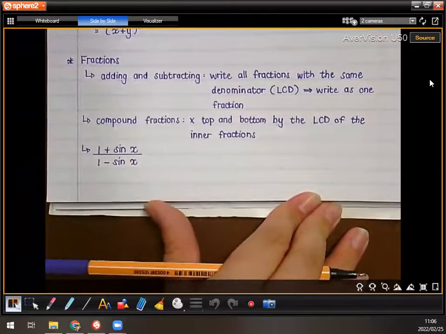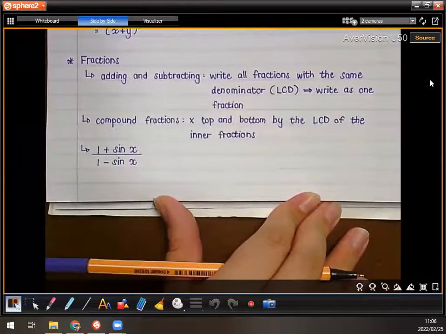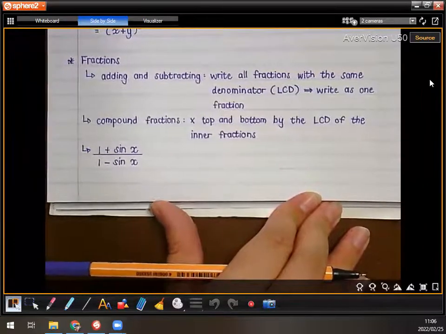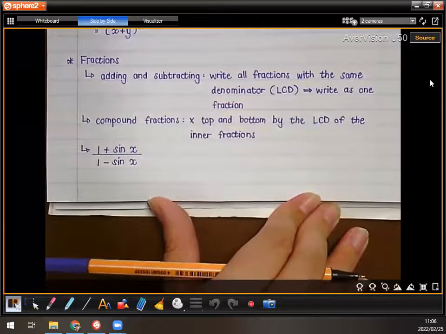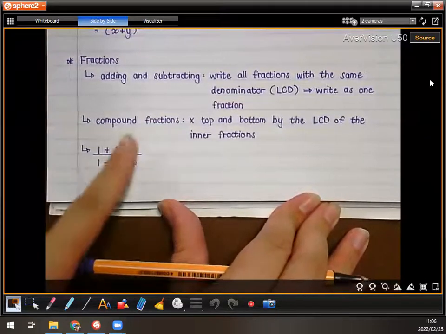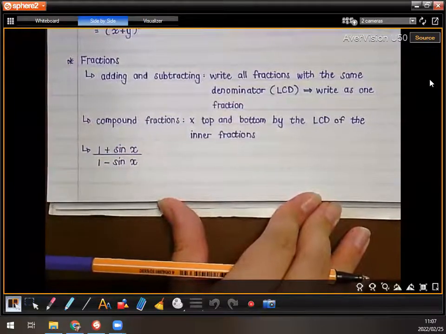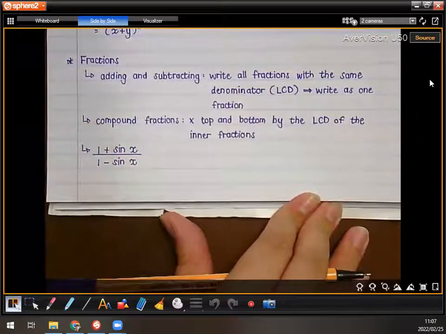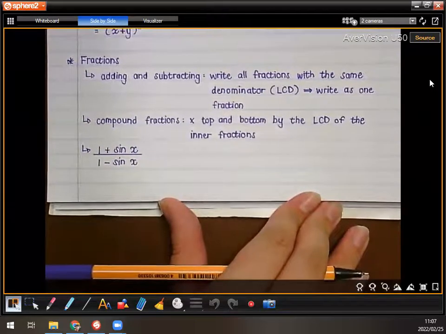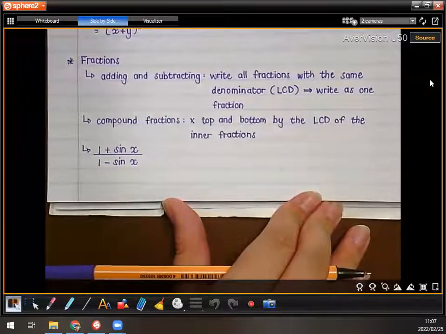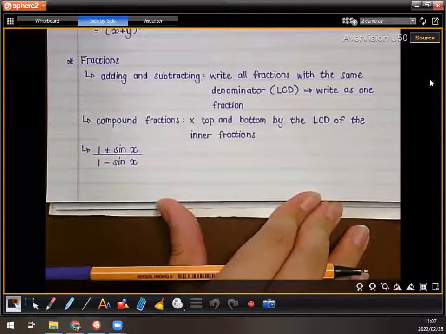There's no other fraction, so you can't find the LCD. So it's not a compound fraction. You can't multiply the top and the bottom by the LCD. There's actually nothing that we can do. We can't cancel out the sine x's because it's 2 terms and 2 terms. We can't factorize anything here. There's no common factor. There's no difference of 2 squares. Can anyone remember what we did in this case? It was like a trick that we did.